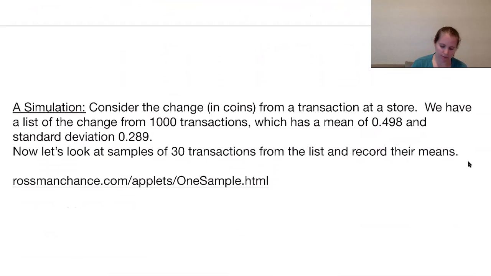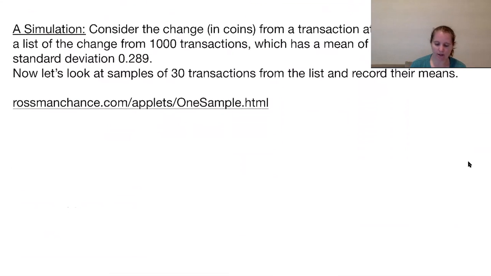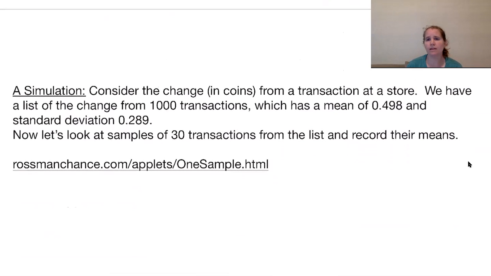So next up, we're going to consider a simulation. This simulation is looking at, if we use, say, cash at a store, we often get change back. I'm going to ignore the dollar component of the change and just look at what we would get in coins, so the cents component of the change. So we're going to look at the change in coins from a transaction at a store.